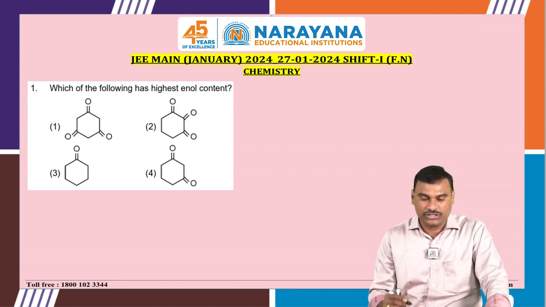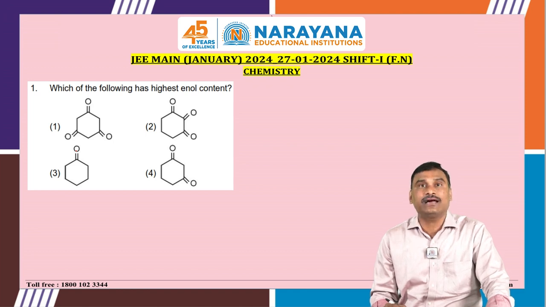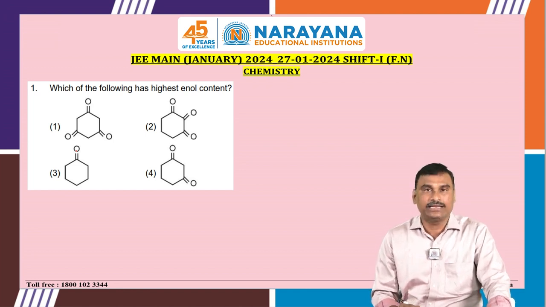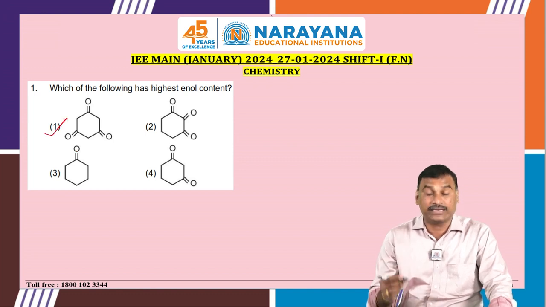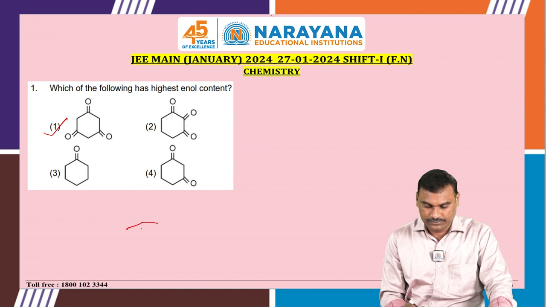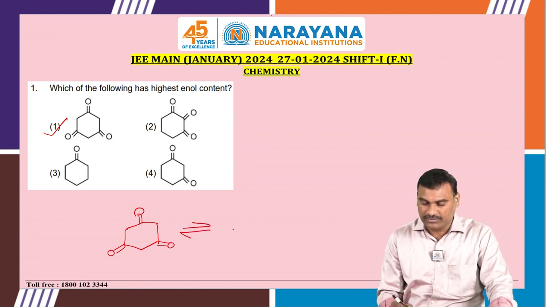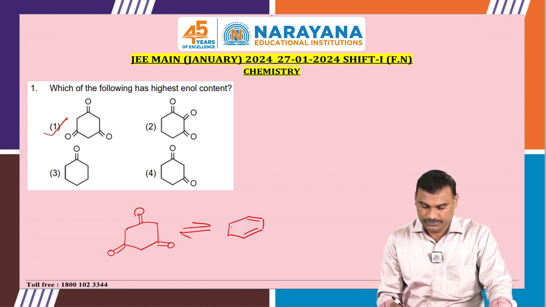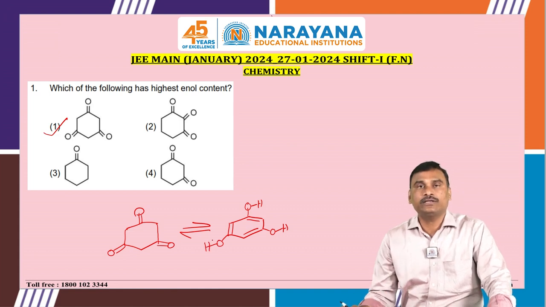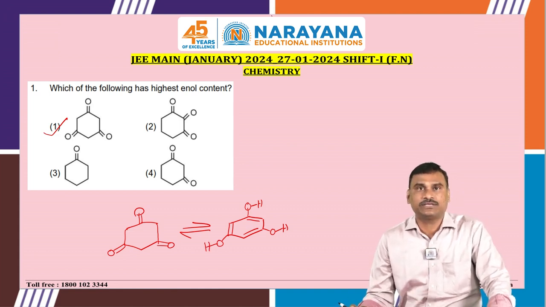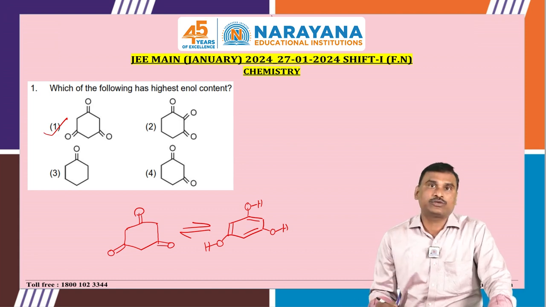Yes, students, the first question: which of the following has the highest enol content? This can be solved easily. In the given options, the first is the correct one, since you see, students, after enolization the first option gives a more stable compound. Therefore, according to the given question, option 1 is the correct answer. Now, next, go for the next question, students.